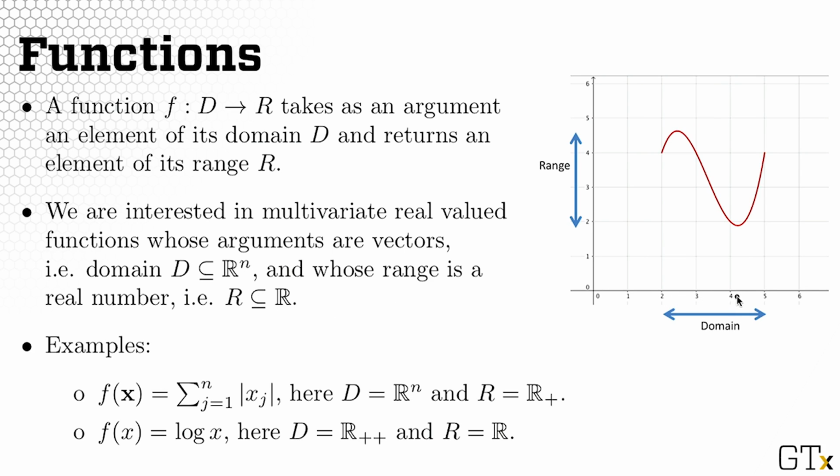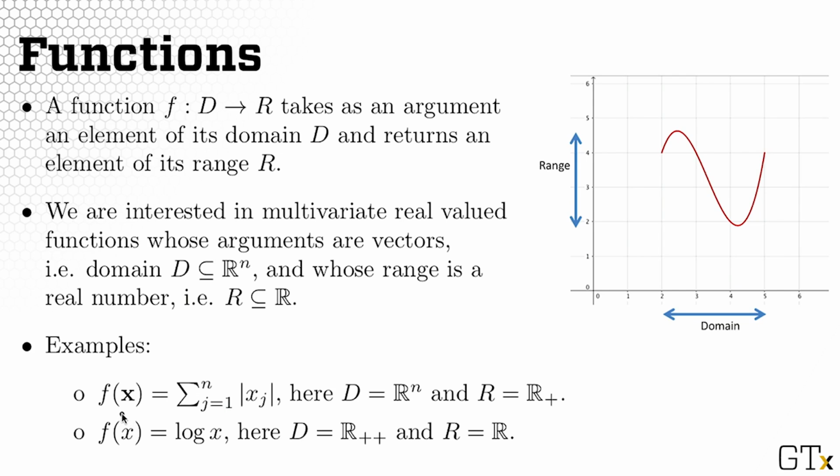Right? So here's a little pictorial representation. So this is a function. It has a domain and it has a range. The domain is the set of values for which the function is defined, and the range is the set of values which are the output of the function. So here are some examples.